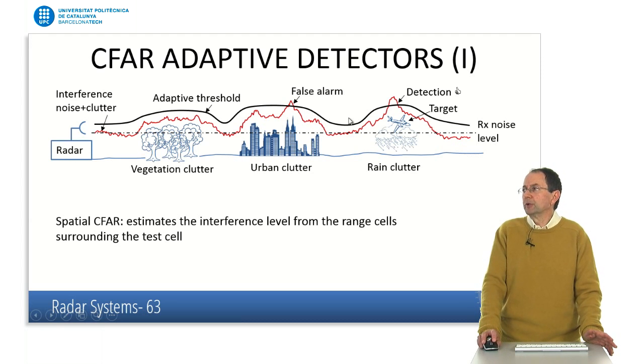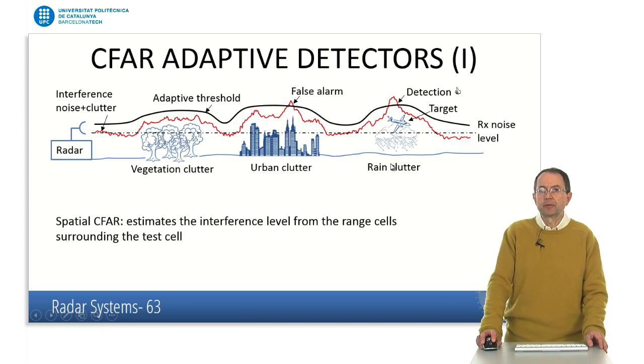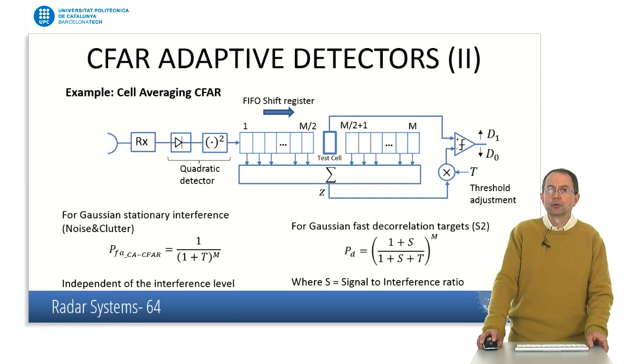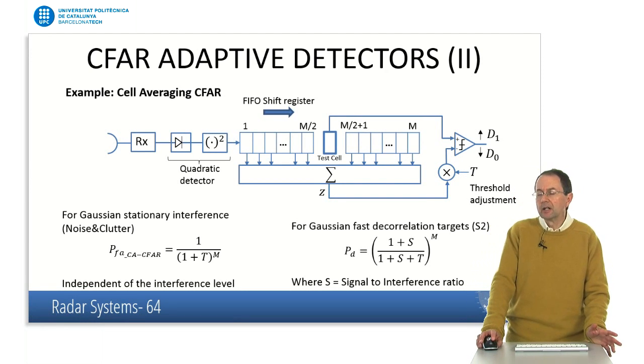Even in the case we do that, we can still have some false alarms, and we may have, hopefully, detection of the targets of interest. Now, how to do that? How to provide an adaptive threshold? Well, there are different techniques to do that. A way to do this is with a spatial CFAR, constant false alarm rate detector.